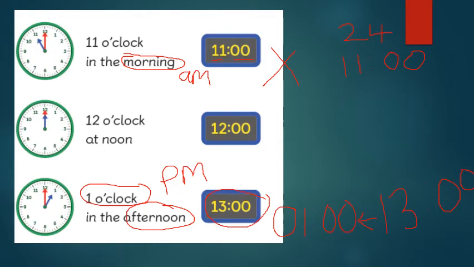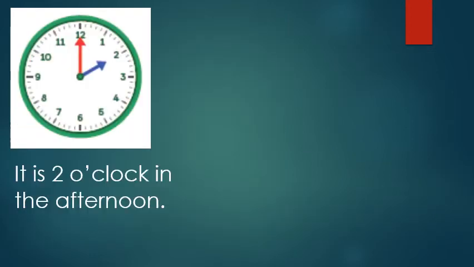And again, the difference is 12. Looking for that pattern all of the time. Okay, it is 2 o'clock in the afternoon. So we have been writing it, the hour is 2, and no minutes have passed. So it looks like that. The afternoon, is it AM or PM? We should have had PM.